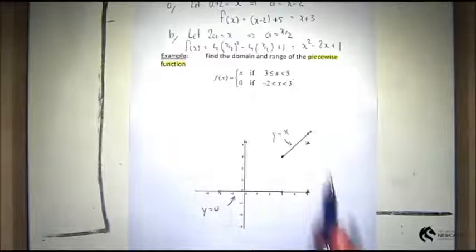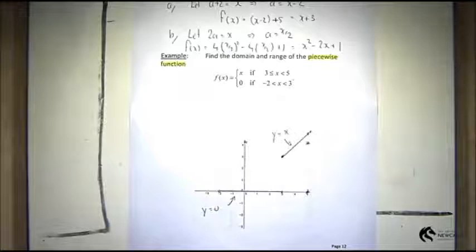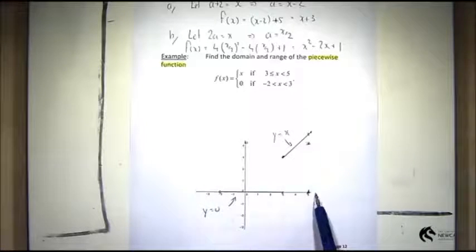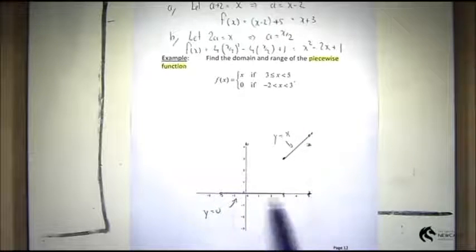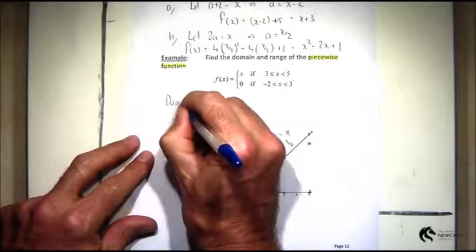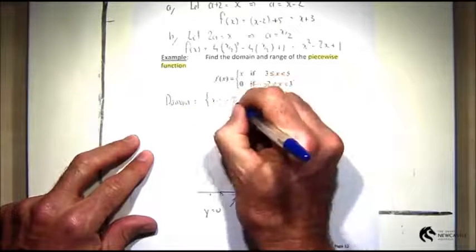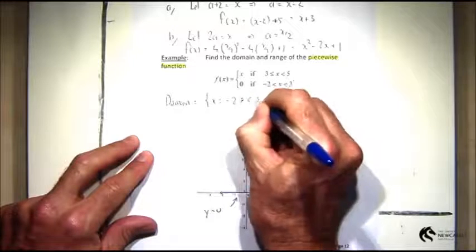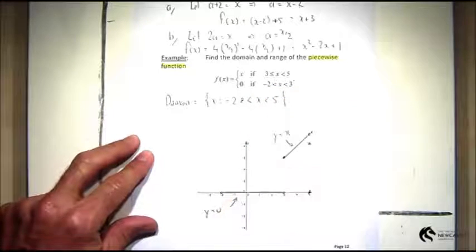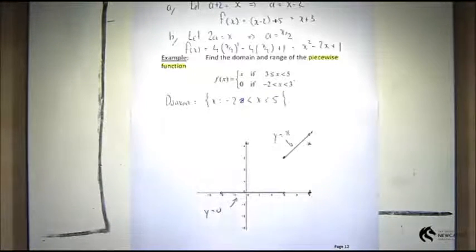So it says, find the domain. Well, for what values of x is this rule applied? And the answer is it goes from minus 2 up to 5. For every value of x in there, we've got an associated value for y. So the domain is the set of x values between minus 2 and 5. In that case, they're the values for x in this particular rule.